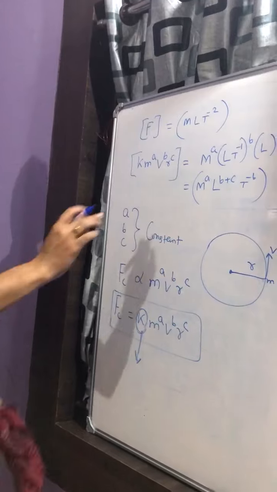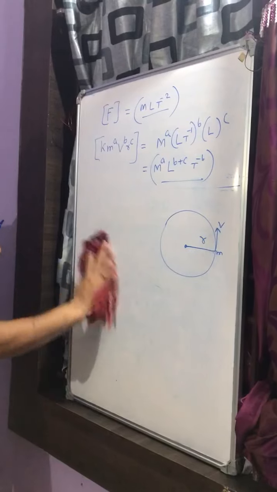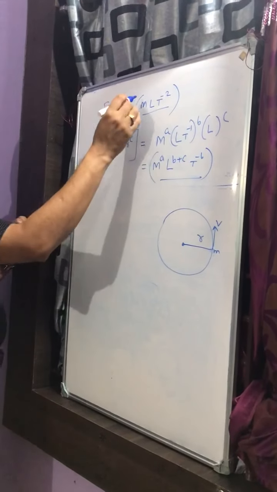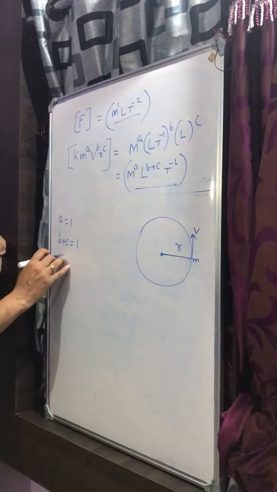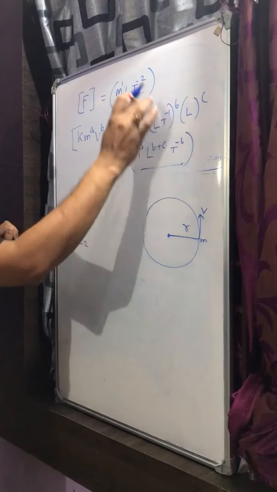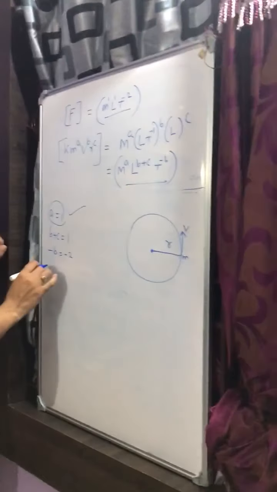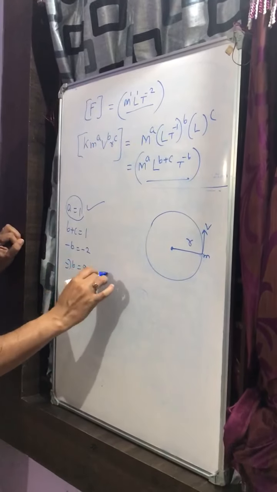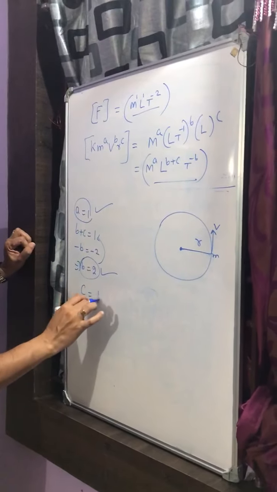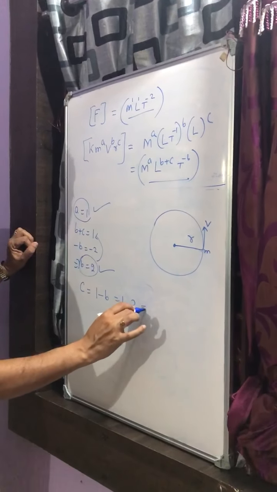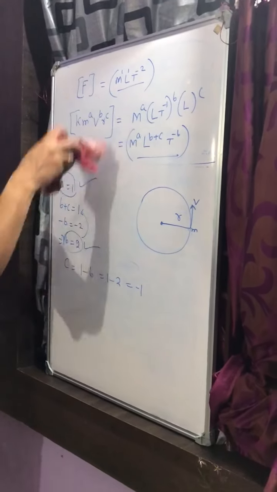You see, right side we have this, left side we have this. Now if we equate the powers of the fundamental physical quantities, we will get a equal to 1, b plus c equal to 1, and minus b equal to minus 2. Minus b equal to minus 2, b plus c equal to 1, and a is already calculated. From this we will get b equal to 2, and if I put the value of b here, I will get c equal to 1 minus b, that is 1 minus 2, that is minus 1. Now once we know these three values, we can write the formula for F.